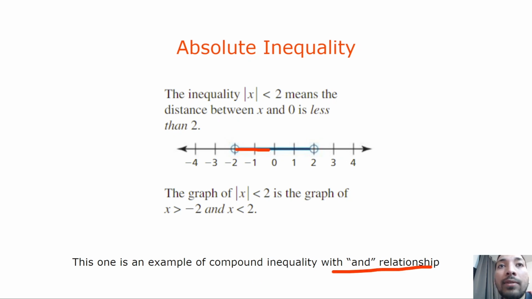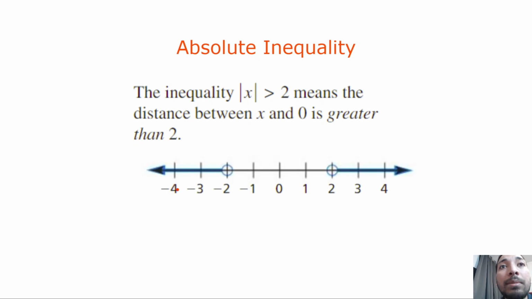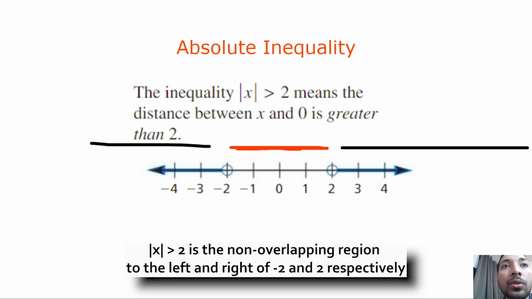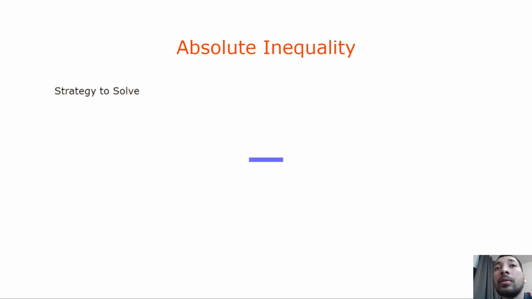This one is an example of compound inequality with AND relationship. We can see that we have this overlapping region, a minimum value and a maximum value. So the graph bounded by this minimum and maximum value is the example of compound inequality with AND relationship. Now we'll see the inequality with absolute value of x greater than 2. This means the distance between x and 0 is greater than 2. You can see that this distance is less than 2 and this portion is greater than 2. So this one is an example of compound inequality with OR relationship.